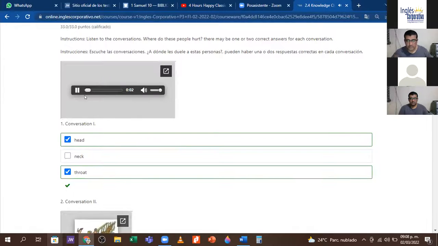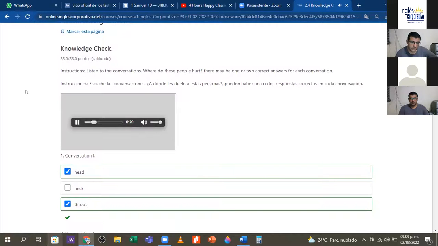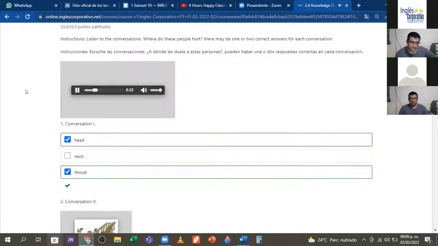Page 80, Exercise 4. Listening. I have a headache. Part A. Listen to the conversations. Where do these people hurt? Write down the parts of the body. 1. I think I'm gonna go home early. I don't feel well. What's the matter, Ben? I think I have a cold. I have a headache, and I have a sore throat. Oh, that's too bad. Feel better.